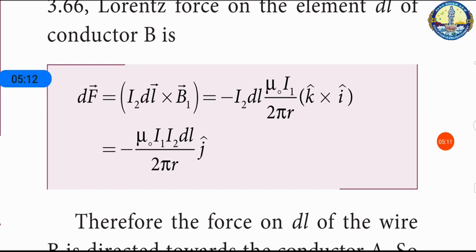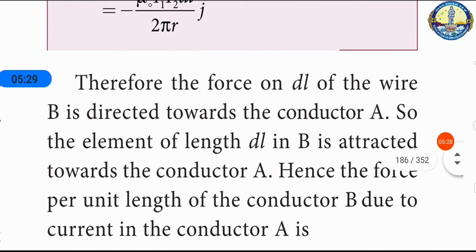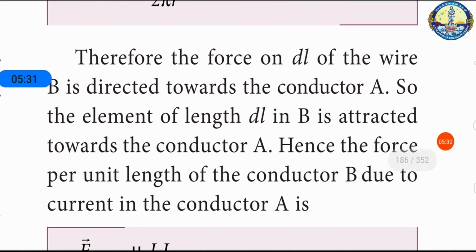Force acting per unit length of conductor A due to the current in conductor B is F vector by L equals mu naught I1 I2 divided by 2 pi r j cap. Thus, the force between two parallel current carrying conductors is attractive if they carry current in the same direction. The force experienced by two parallel current carrying conductors is repulsive if they carry current in the opposite direction.